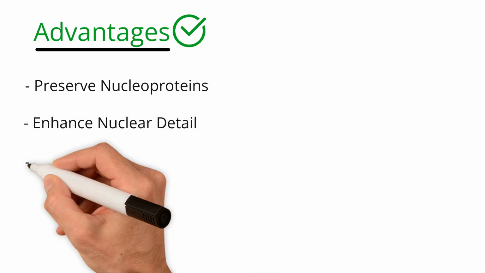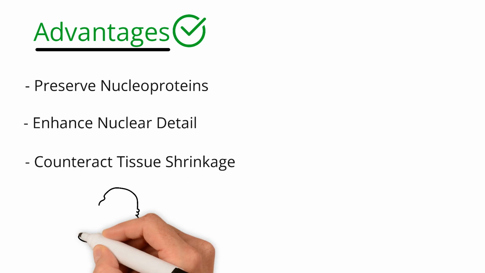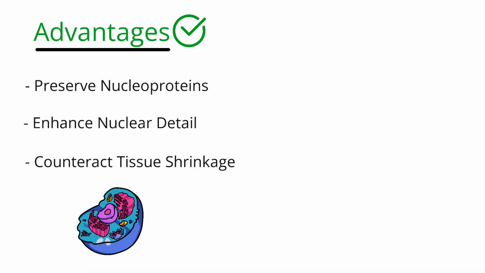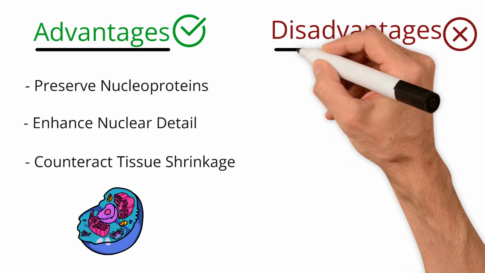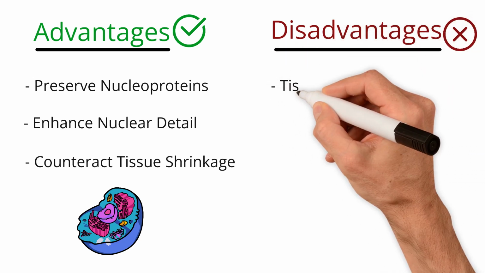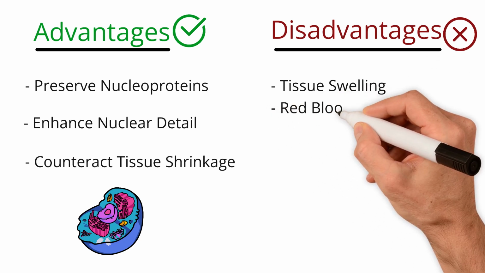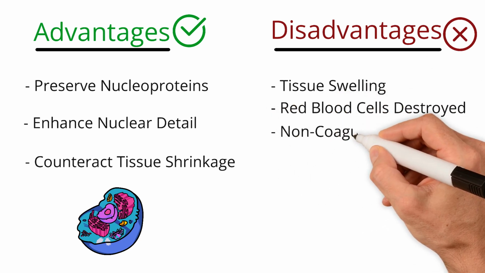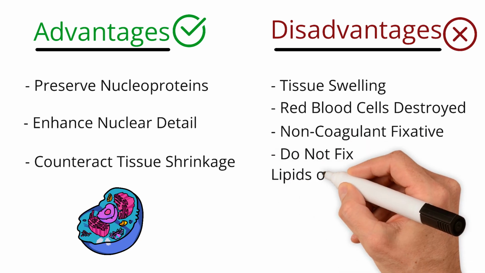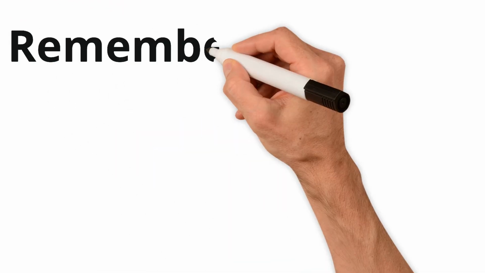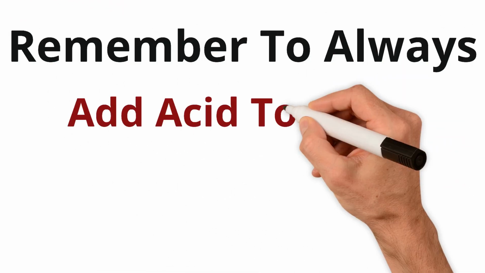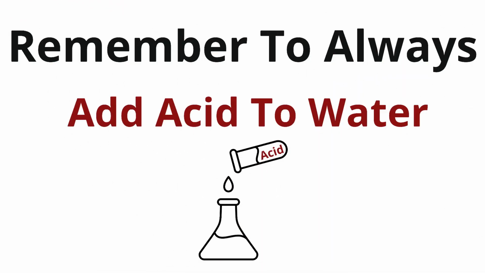Acetic acid preserves nucleoproteins, especially nuclei. It is often added to fixative mixtures to enhance nuclear detail and to counteract tissue shrinkage. But it causes significant tissue swelling and leaves tissue soft. Red blood cells are easily destroyed. It is classified as a non-coagulant fixative, and it does not fix lipids or carbohydrates. Remember to always add acid to water, not the other way around, to avoid dangerous reactions.